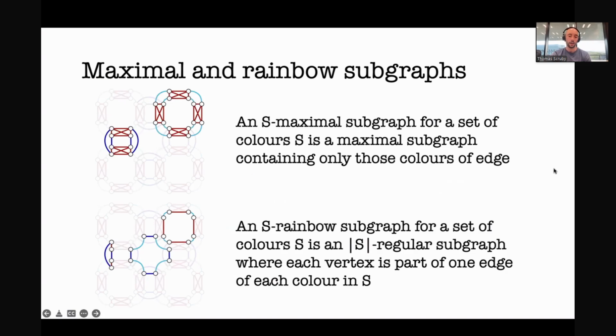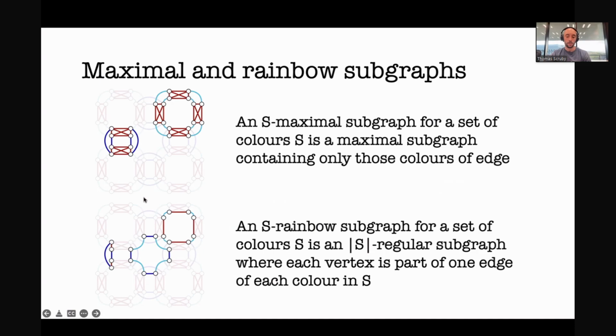Then there's a second kind of subgraph that we're going to care about, which is what we call a rainbow subgraph. And this is when every vertex in the subgraph is part of exactly one edge of each color in this set. So this would be a light blue red rainbow subgraph. This would be a dark blue red rainbow subgraph. And then this one in the middle is a special case, because this is both a rainbow subgraph and a maximal subgraph.